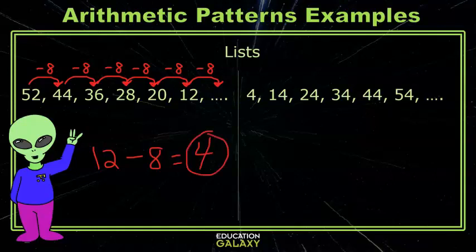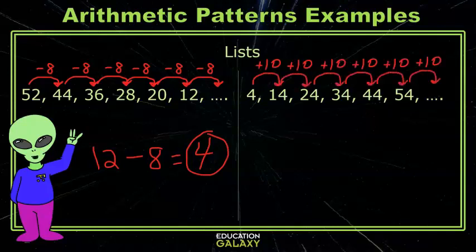In this next list, 4, 14, 24, 34, 44, 54, each term is increasing by 10. If we continue this pattern, we would get 54 plus 10, which equals 64.